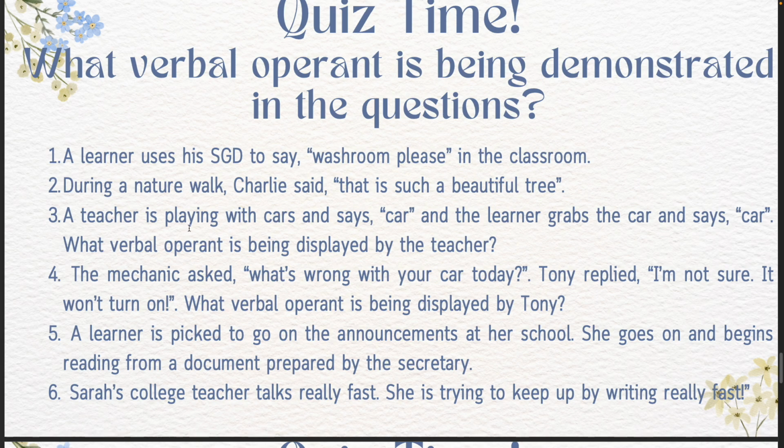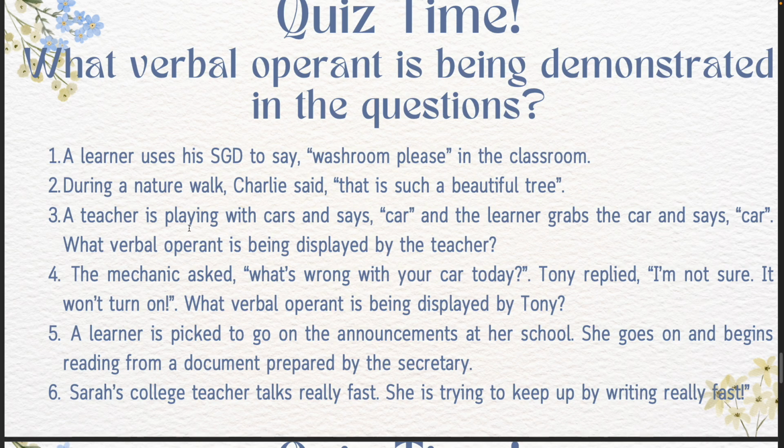We got number 4. The mechanic asked, "What's wrong with your cart today?" Tony replied, "I'm not sure. It won't turn on." What verbal operant is being displayed by Tony? All right, everybody, this one is our intraverbal. We do have this conversation, this back and forth exchange. We have a question and then Tony is responding back, and that's what we call our intraverbal.